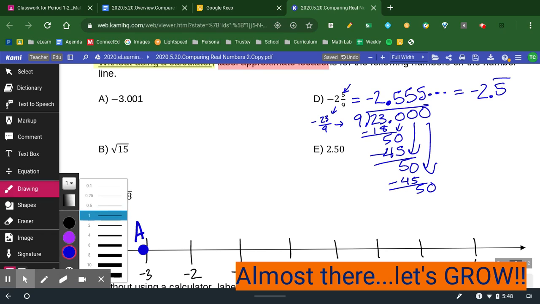What that does is that tells me exactly where on the number line it should go. If 2.5 is right in the middle, negative 2 and 5/10 might just be a little bit closer to negative 3. So let's go ahead and plot our point right there, and we will label that.